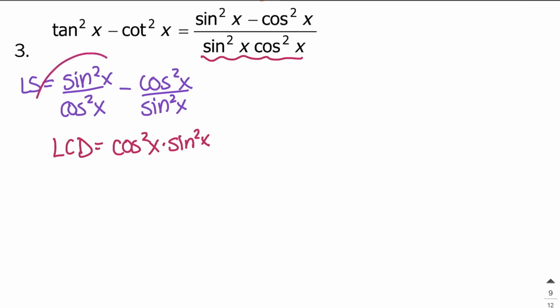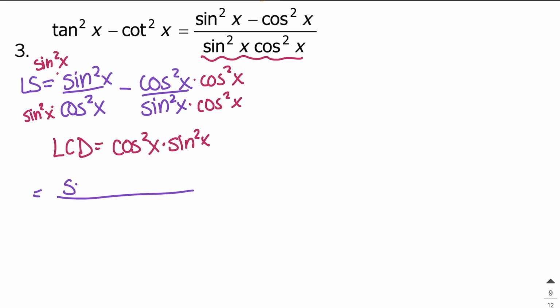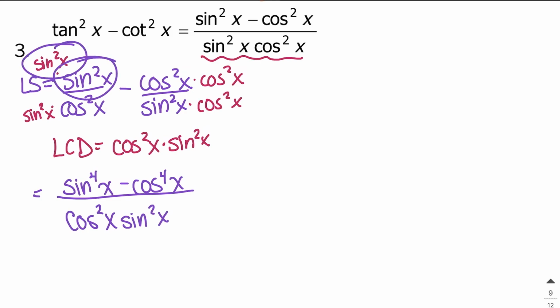So this fraction on the left side is missing sine squared x. So I'll multiply numerator and denominator by sine squared x. This side over here is missing cosine squared x. So I'm going to multiply numerator and denominator by cosine squared x. And so this whole thing right here turns into sine to the power of 4x minus cosine to the power of 4x all over cosine squared x, sine squared x. So I got sine to the power of 4x by multiplying sine squared times sine squared. I got cosine to the power of 4x by multiplying cosine squared by cosine squared.